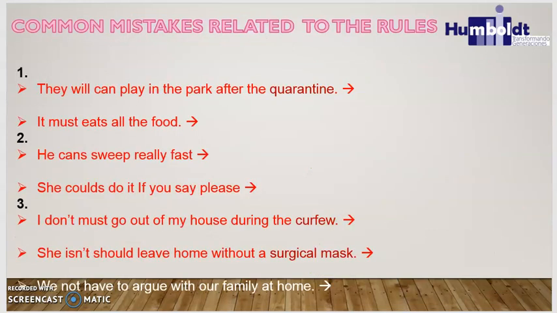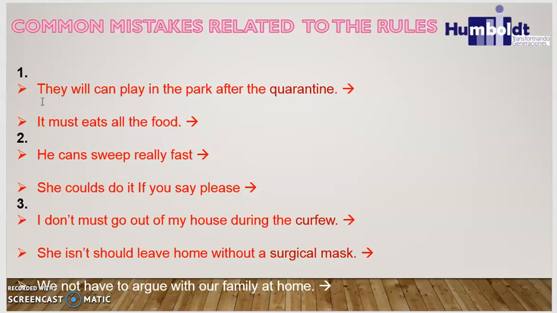Finally, we have a particular exercise to review the rules. So we are going to analyze some sentences that contain some mistakes according to those rules. Okay, so let's analyze the number 1. They can play in the park after the quarantine.